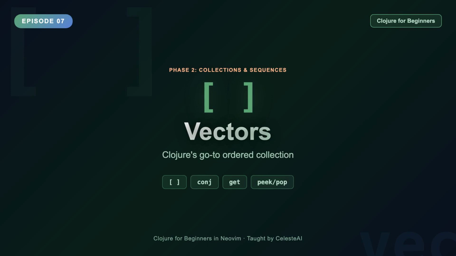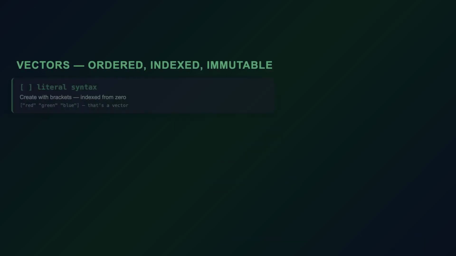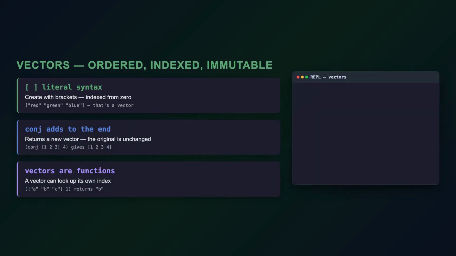Vectors, the go-to ordered collection. Phase 2 begins: collections and sequences. Vectors are ordered, indexed, and immutable. We'll create, access, grow, and inspect them.